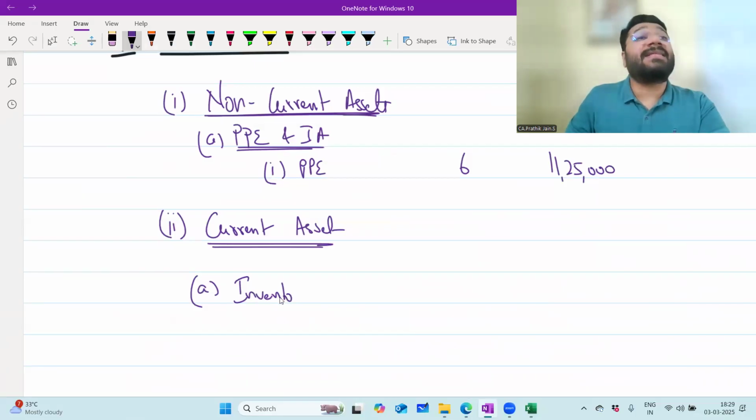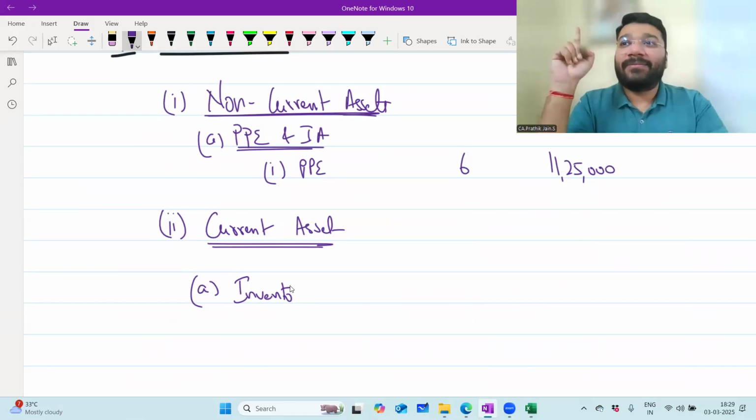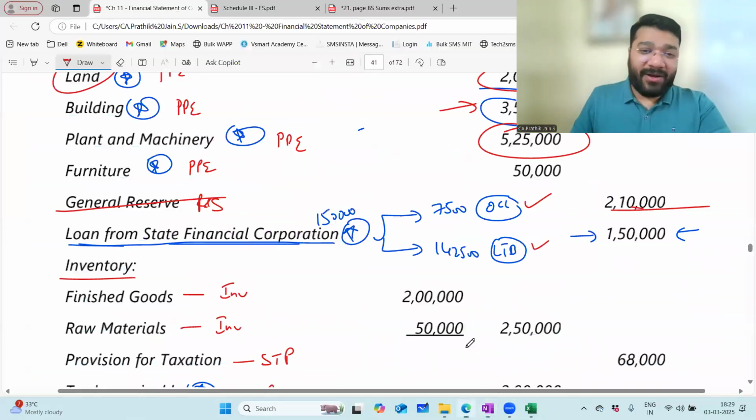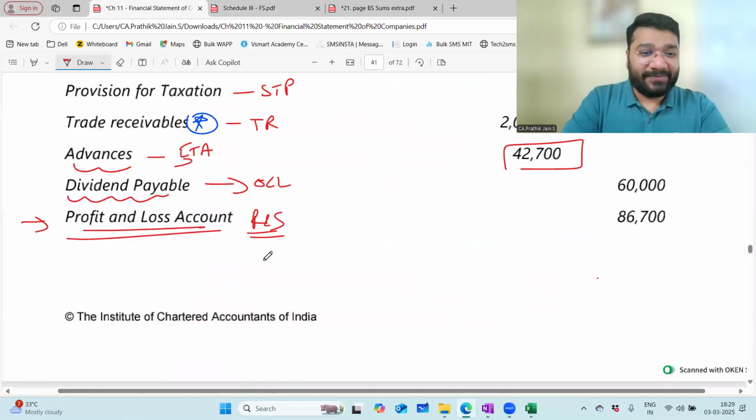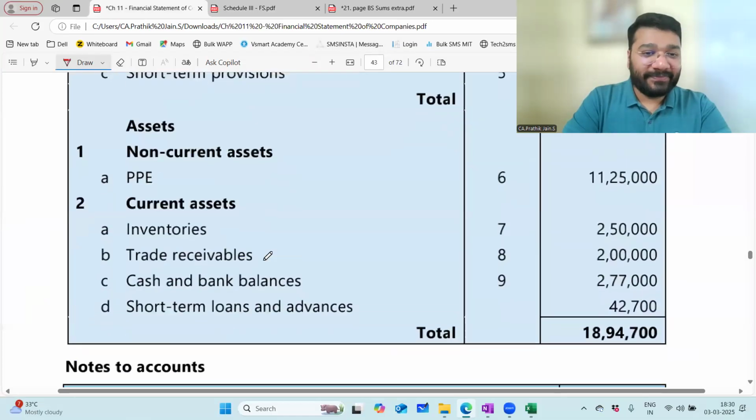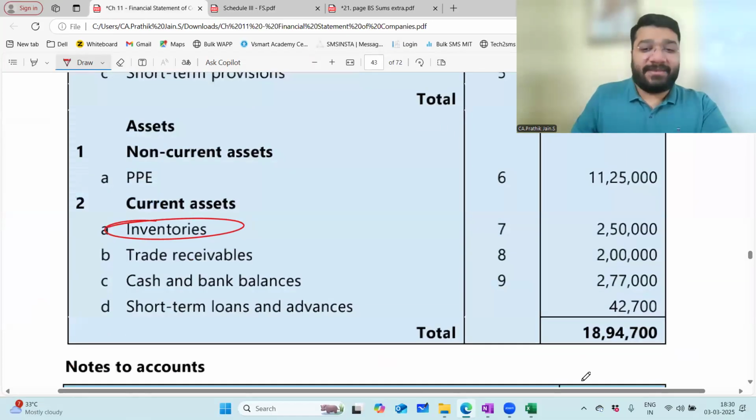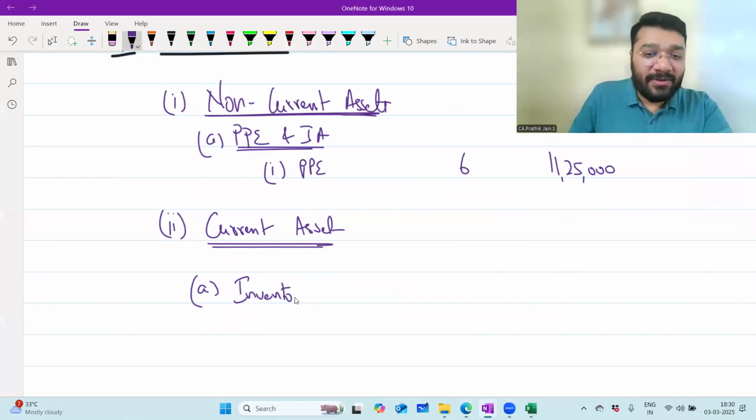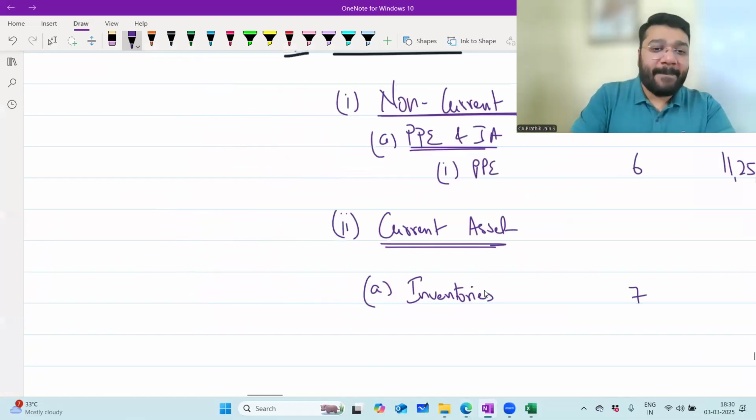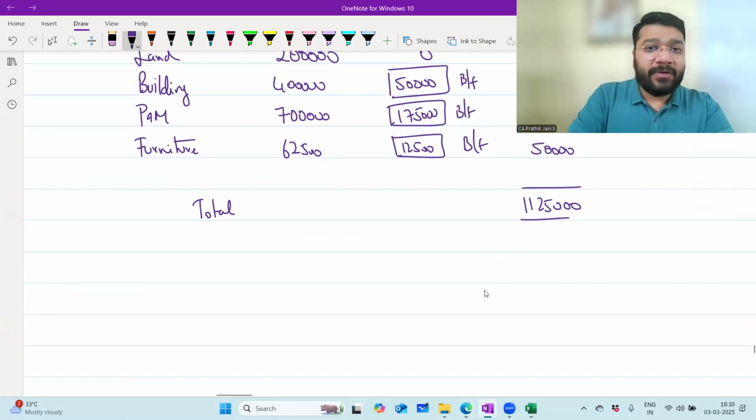Inventory or inventories? Are you telling out of your own brain or from the format? Are you sure? Inventories. Note number 7. You have to give the breakup.